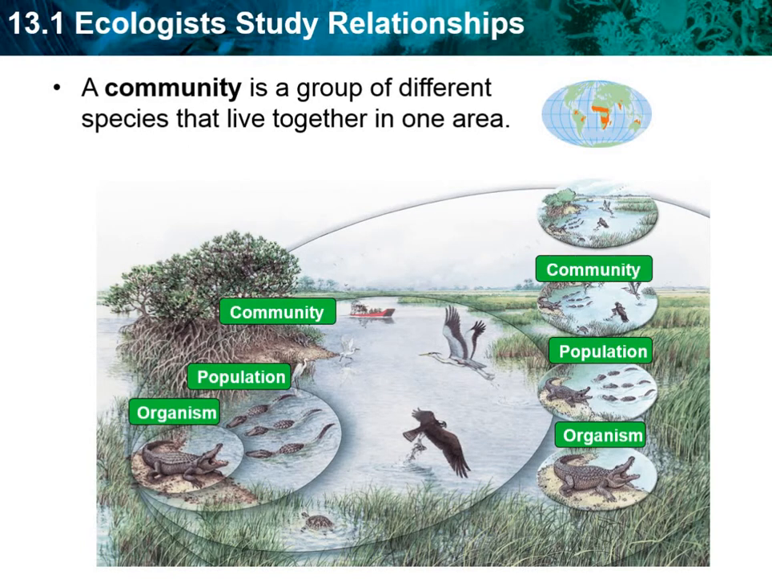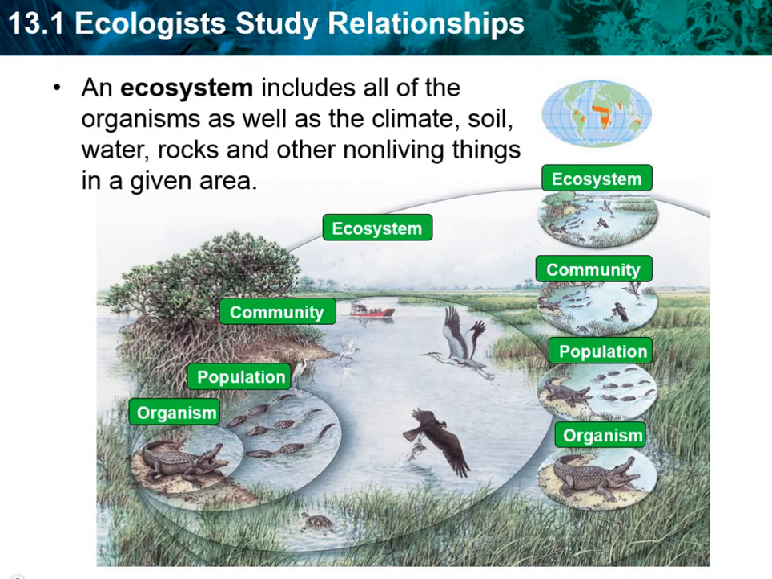The next step up from that is the community. A community is a group of different species that live together in one area. So in this example, it would be the alligators, the turtle, the different birds that are there, the fish, all of that would be a community. The level up from that is an ecosystem. It includes all of the organisms as well as the climate, soil, water, rocks, and other non-living things in that area. So it's the biotic and abiotic. We'll talk about those terms as we go on. Biotic is with life, abiotic is without life.